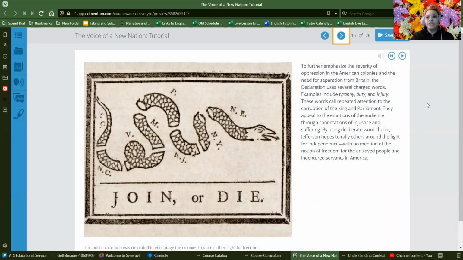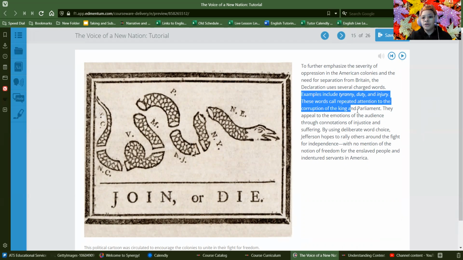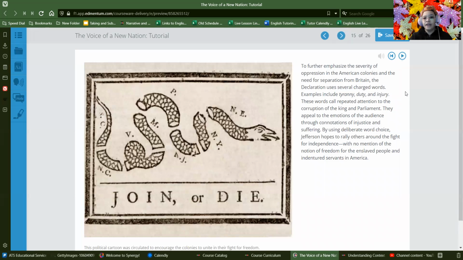And then they talk about his use of charged words here. It says here, examples of charged words in these sections include tyranny, duty, and injury. These words call repeated attention to the corruption of the king and parliament. Like, you could describe it in a boring way. You could just say, well, they're ruling very badly. They are hurting everyday people, or there are people who are not doing well under this rule. You can say things like that, but that sounds boring.